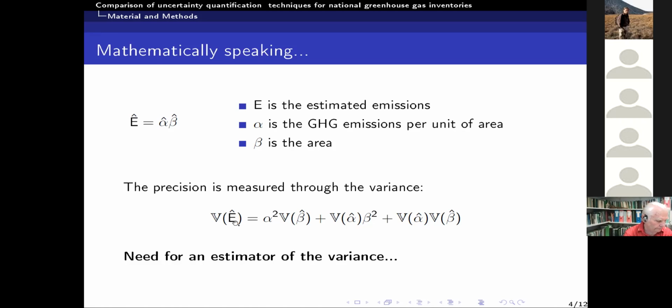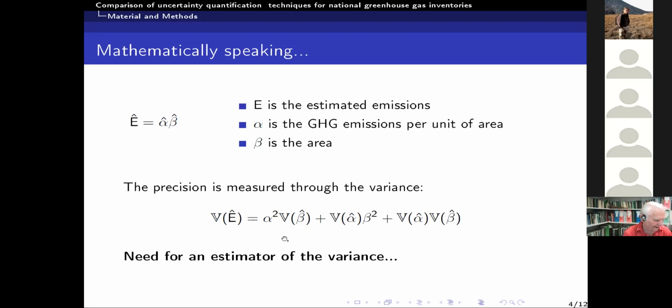So the problem is, well, so far we don't have a problem. If we had the real quantity, the real greenhouse gas emission per unit of area, the real area, we would just use that formula here and we would get the variance of our estimated greenhouse gas emission. The problem is that if you take a look at the right-hand side, all those values here are real values, the values we don't know. So basically we need a way to estimate this value here. So we need what we call in statistics an estimator of the variance.